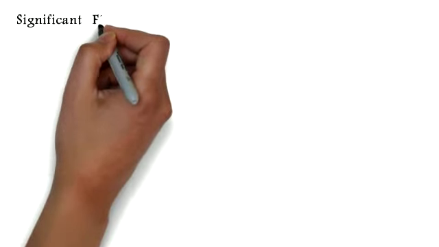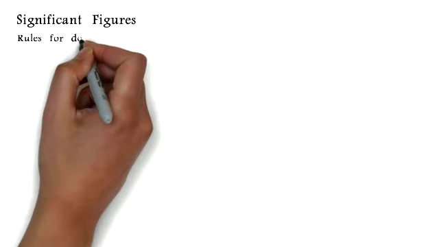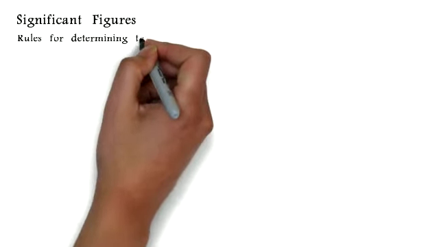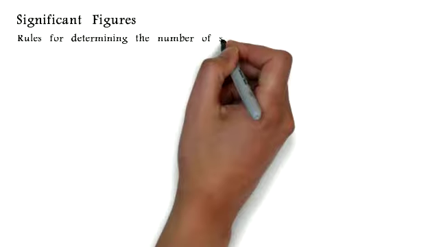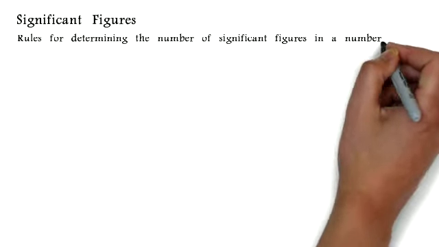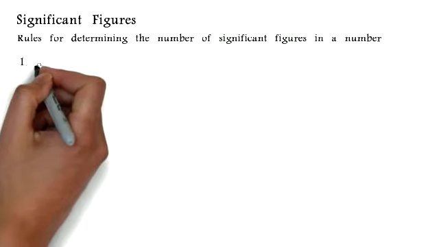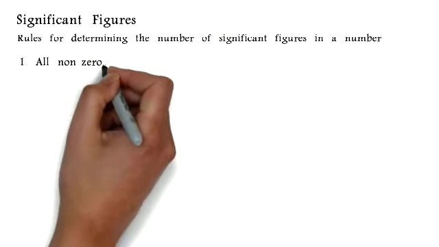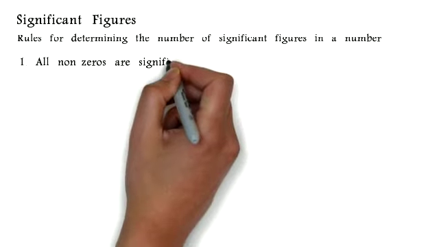Okay, so we're going to be talking about significant figures today. The first thing we're going to do, and the focus of this video, is going to be on the rules for determining the number of significant figures in a number. The first rule is the easiest, and it's just simply that all non-zeros are significant.